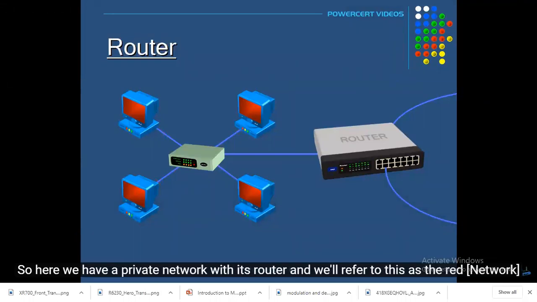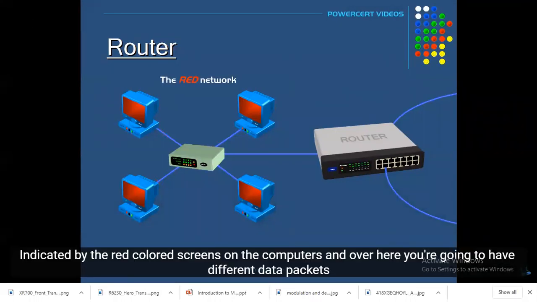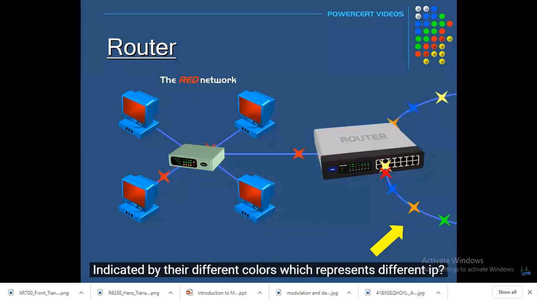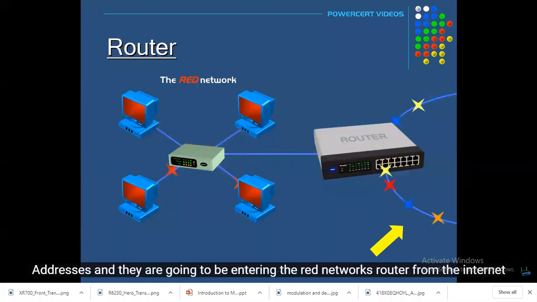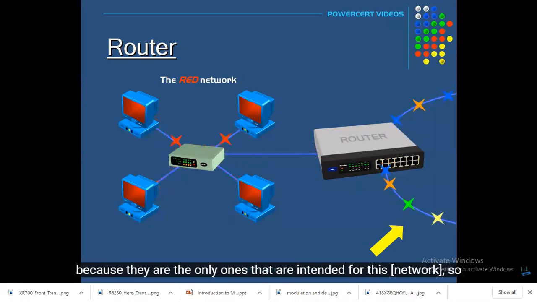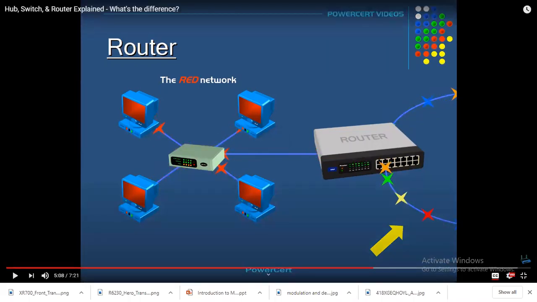So here we have a private network with its router, and we'll refer to this as the red network, indicated by the red colored screens on the computers. And over here, you're going to have different data packets indicated by their different colors, which represent different IP addresses, and they are going to be entering the red network's router from the internet. Now the router is only going to accept the red data packets because they are the only ones that are intended for this network. So over here you can see in this example, the data packets for this network are shown by red color. It doesn't mean it will be red in actual.